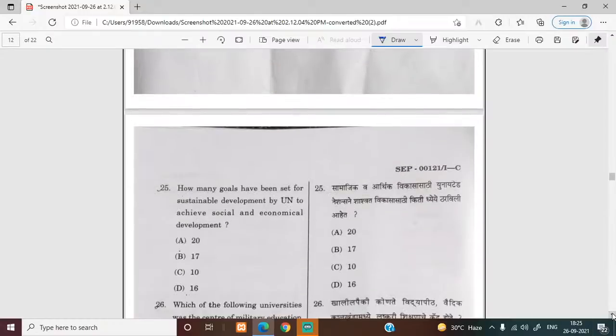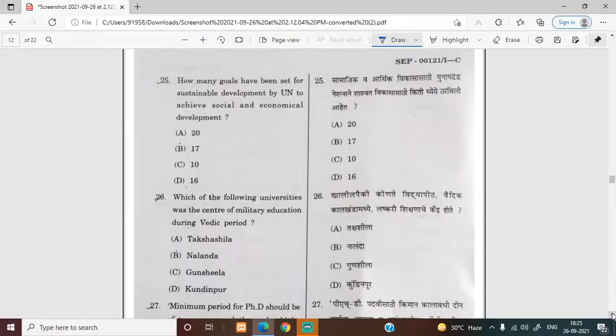Question number 24. Question number 25, students. How many goals have been set up for sustainable development by the UN to achieve social and economic development? How many goals are there? 20, 17, 10, or 16? So SDG has 17 goals, students, which have to be achieved by 2030.